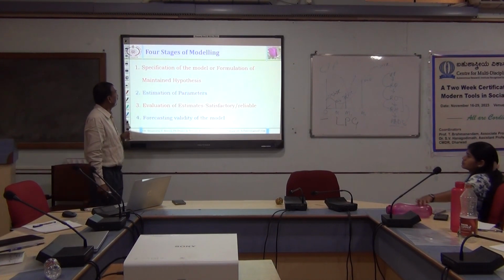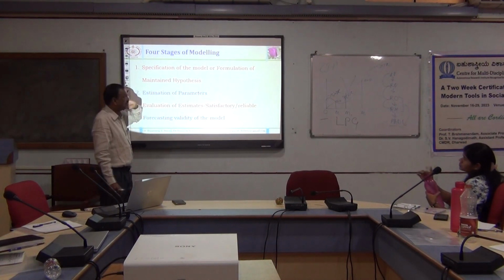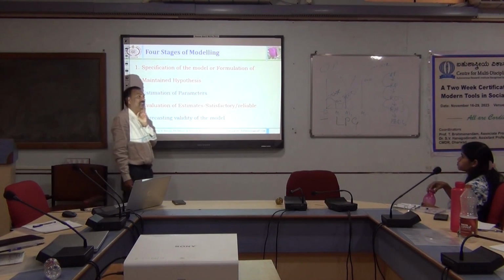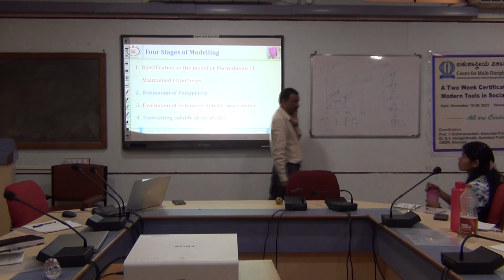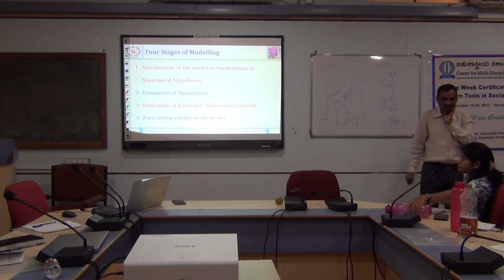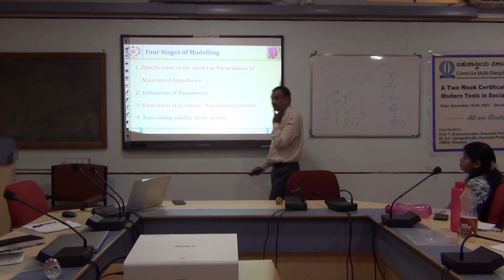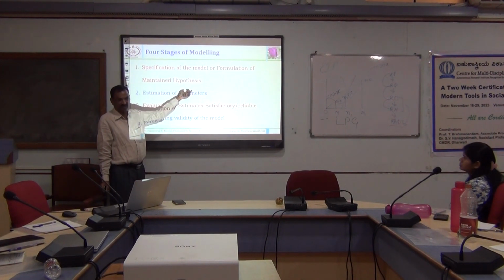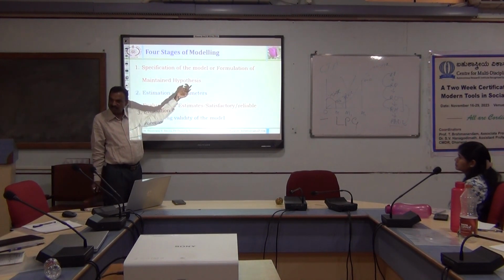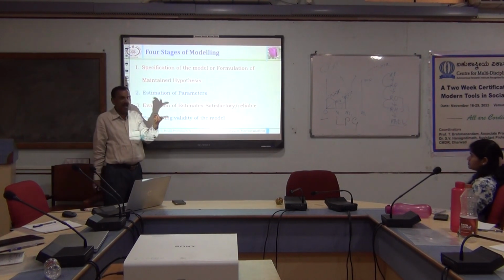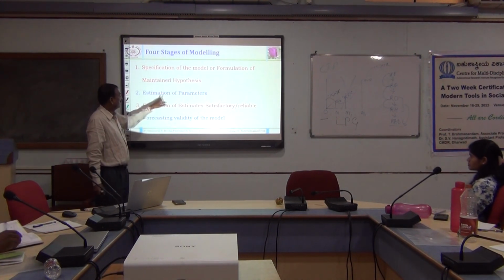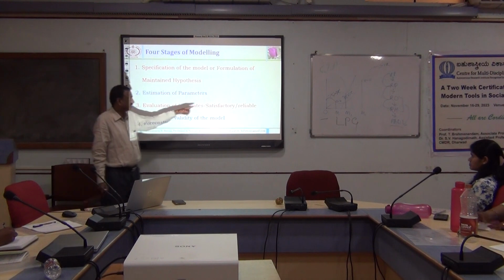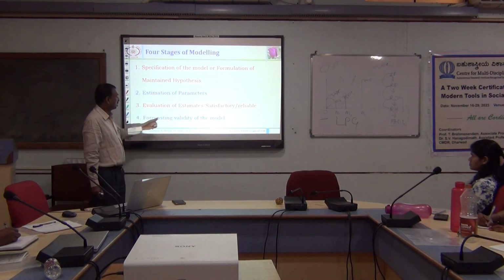What is the first step of the modeling? The specification of the model, or formulation of the maintained hypothesis. Now we don't have the concept of the null hypothesis and alternative hypothesis in modern research. People are maintaining a particular hypothesis, so it is called maintained hypothesis. It is well accepted in the literature globally, so you can have your own maintained hypothesis. Then estimation of the parameters of your hypothesis and evaluation of the estimates statistically and econometrically. Then forecasting, the validity of the model.